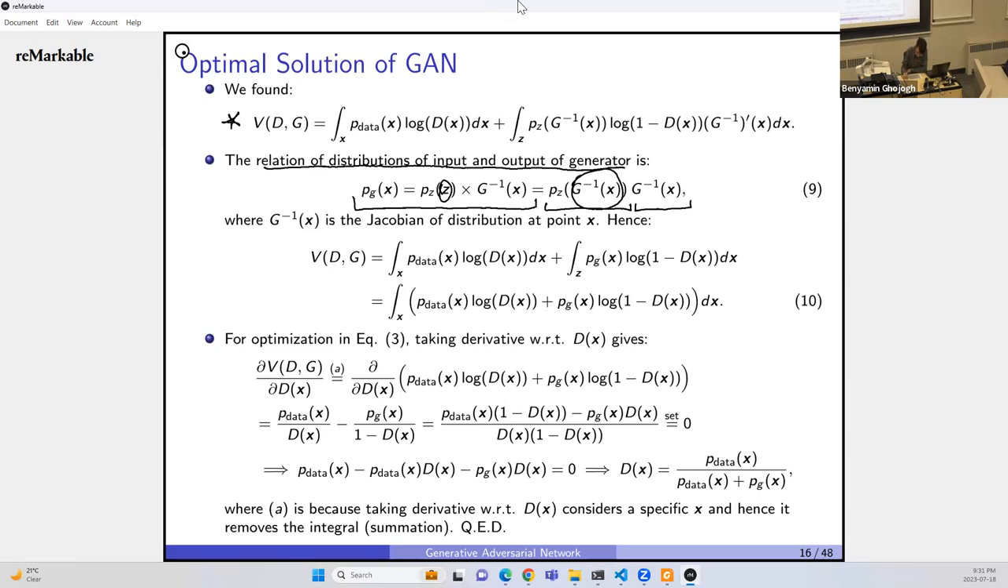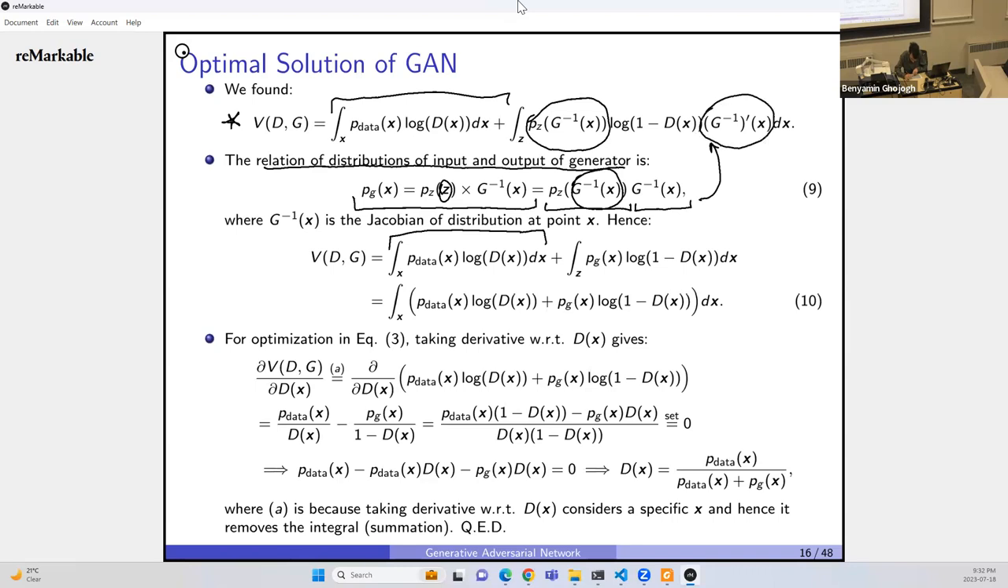Here, let me think. Give me a second. So the first term, I'm repeating it here. I'm using equation 9 here. So I have PZ, G inverse of X times G inverse of X, PZ, G inverse of X, PZ.